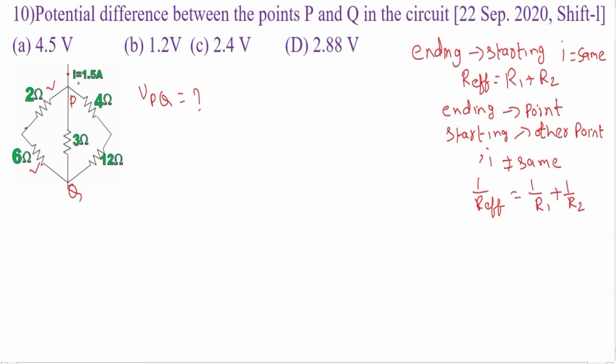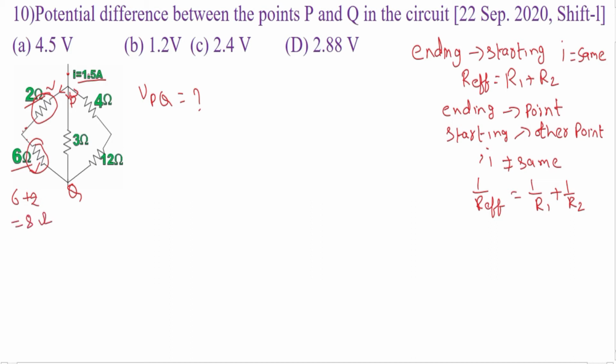Now here 1.5 ampere current is flowing. At this junction, what will happen? The current will split into three parts like this. The current that is entering the 2 ohm resistor will enter the 6 ohm resistor. That is, 2 ohm and 6 ohm have the same current, and the ending of one is connected to the starting of the other. That means these two are in series. Since these two are in series, the effective resistance of these two will be 6 plus 2 ohm, that is equal to 8 ohm.